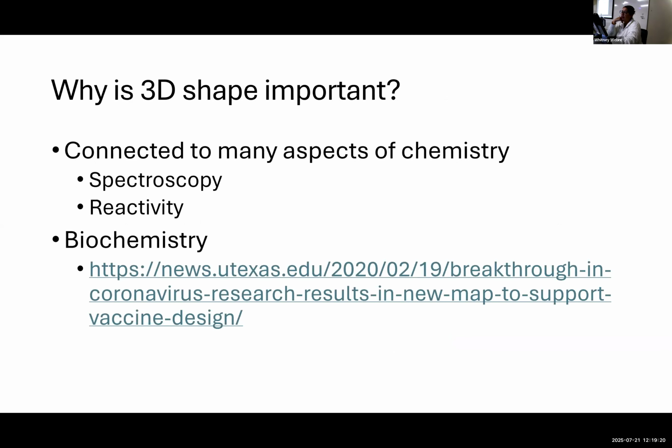So why is a 3D shape important? It's connected to so many aspects of chemistry, spectroscopy, reactivity. That's just more of the big picture things, but being able to visualize and figure out how things are attaching to each other, that's all 3D shapes. So there's a lot of relevance, even if we're not getting into it in this subject.